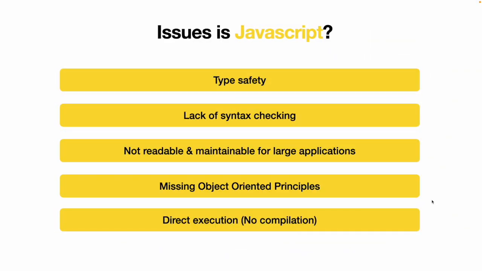How JavaScript works: we'll write a simple JavaScript file here for the sake of understanding how we write code in JavaScript, how the different variables will be created, how we attach it to an HTML file, and how it will be helpful for a website's working. Once we do that, we'll also check how type safety issues come up, how syntax checking is missing with JavaScript, how it is not very readable and maintainable when you're writing a large chunk of code, how object-oriented principles are missing in JavaScript, and how the compilation problem exists with JavaScript. So let's write a sample JavaScript file here.